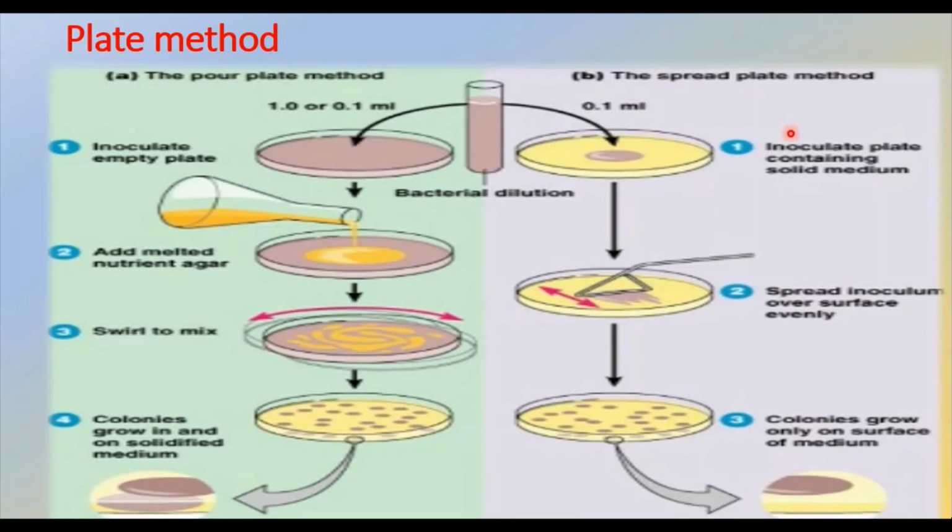Then coming to the spread plate method. Here, on the nutrient agar medium, 0.1 ml of the sample is plated and spread with a spreader over the surface evenly. After that, the plate is incubated, and after incubation we see colony growth only on the surface of the medium, not in or under the surface. Obviously, you count the number of colonies, which is directly proportional to the number of cells. So that's how we have the two methods: the pour plate method and the spread plate method.